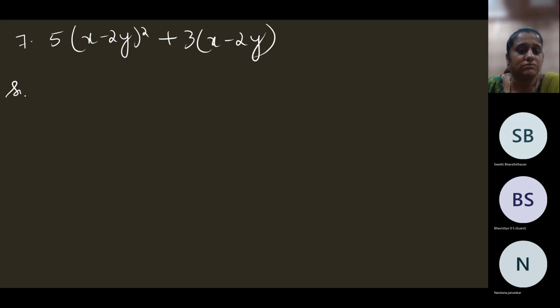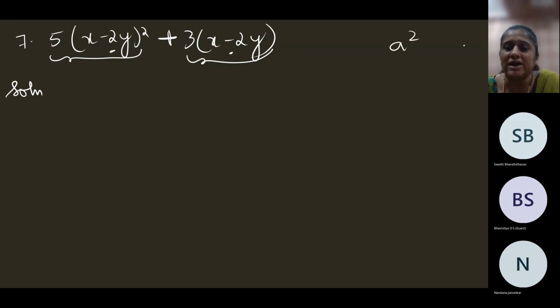Yes, children. So this is the first term plus this is the second term. The HCF of 5 and 3 is 1. 5 and 3, there's nothing common. Then you have x minus 2y the whole square and x minus 2y. Like if you have a square and a, what is the HCF of a square and a? The least power. That means a is the HCF.